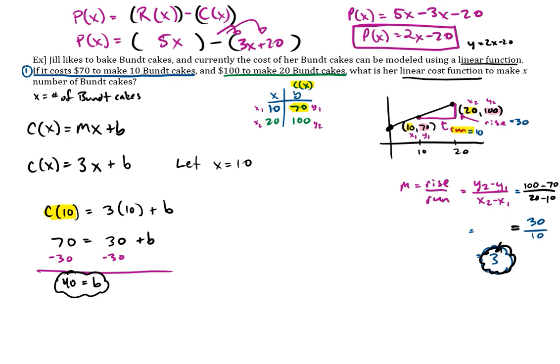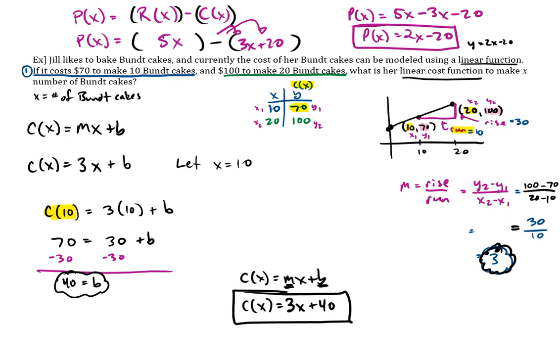Okay, and let me cloud the two main things. The two clouded things are what gives us, let me rewrite the cost function one more time. So there it is in its normal, general form. But now we have the values. So we would say c of x equals, and now all we're doing is just replacing the m and the b. So we'd have 3x plus 40. There we go. So that is her linear cost function to make x number of bundt cakes.